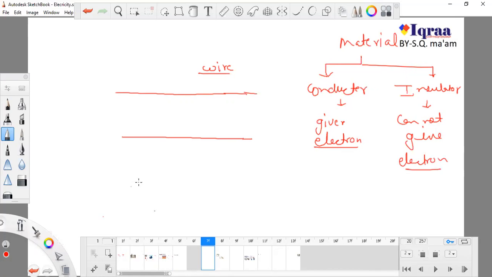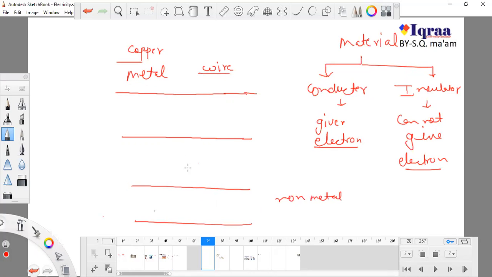It means that, suppose this is a wire. Okay, this is a wire of metal. I'm using copper wire. Okay, and this is a wire again, and this wire is made up of non-metal, and this wire is made up of plastic. Okay, so we know that each and everything is made up of atoms.